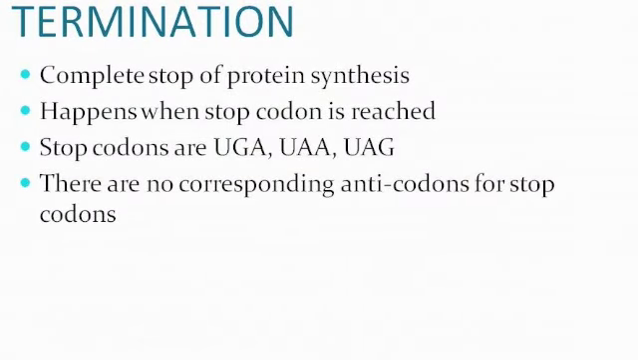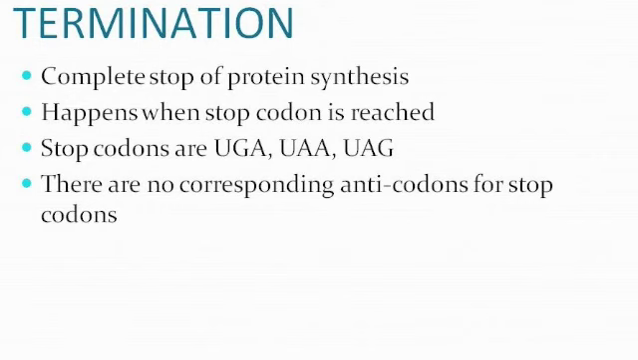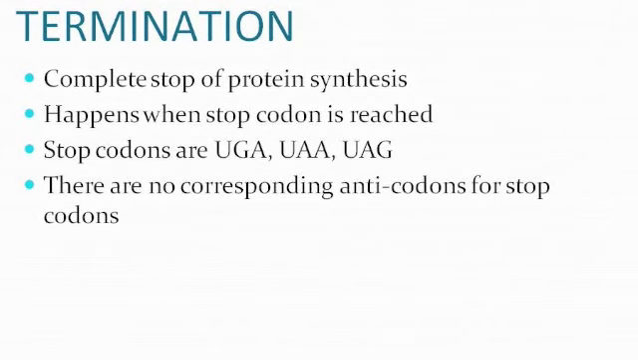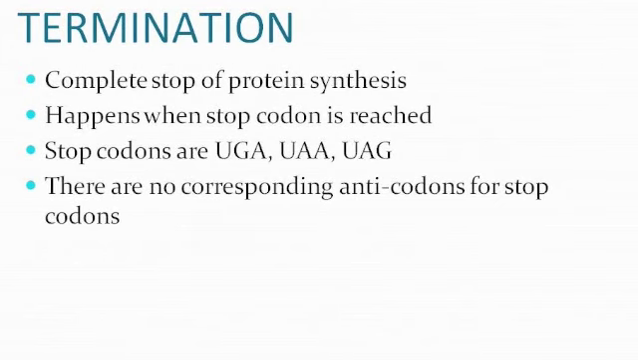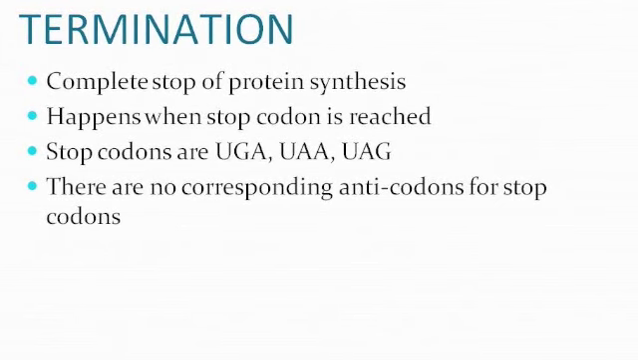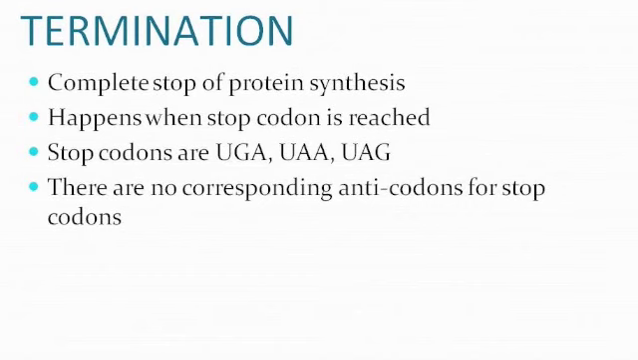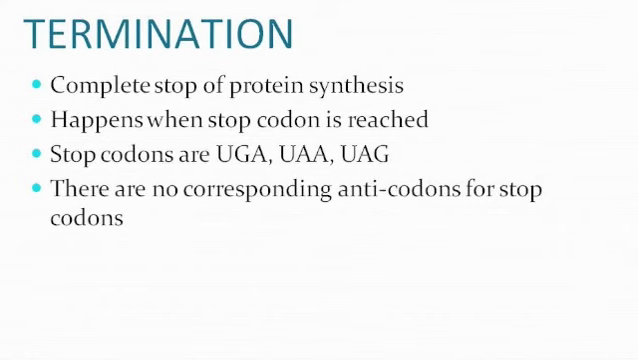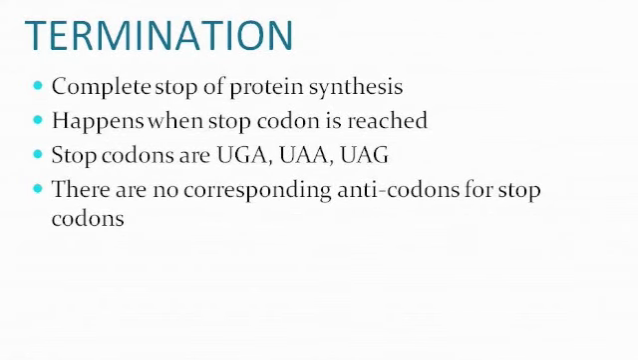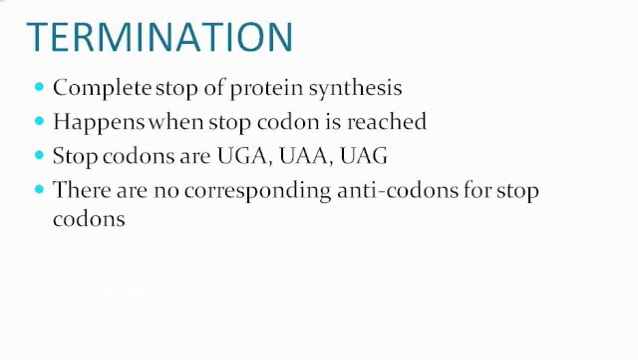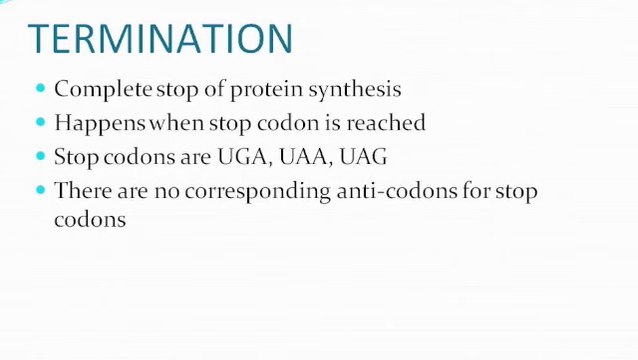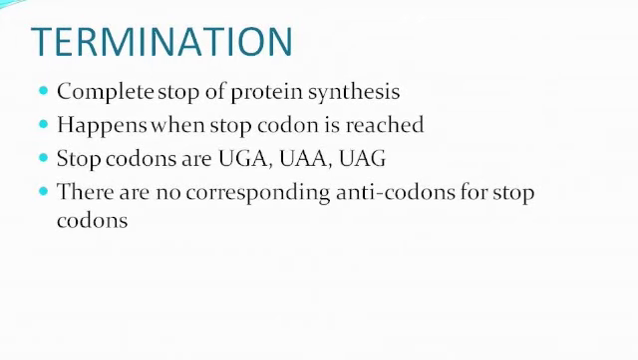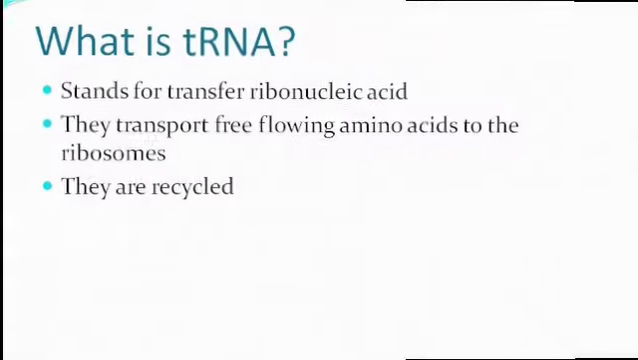Now we have reached the third and final stage of translation, called termination. Termination is the stopping of all translating activity due to one of the three stop codons entering the A site of the ribosome. The stop codons are UGA, UAA, and UAG. There are no corresponding anticodons for stop codons. With termination, the polypeptide chain is released and the mRNA breaks down. Then the tRNA is freed to the cytoplasm of the cell.